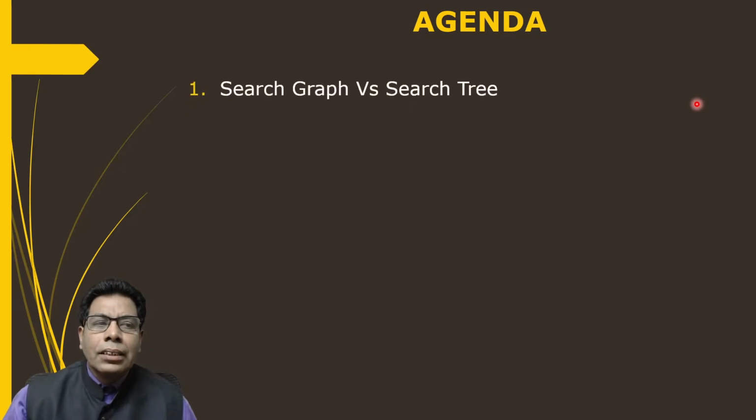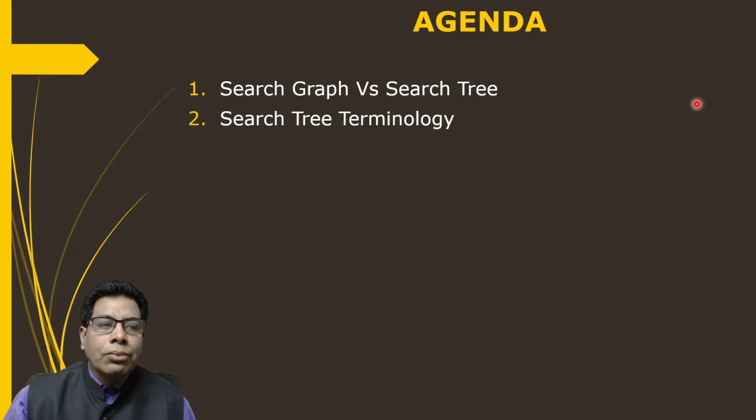First we'll discuss search graph versus search tree. This is required here for this particular algorithm because there will be a difference in the properties of search graph and search tree. Then next we are going to discuss the search tree terminology and search tree process. So again, this will be a review of whatever we have covered in the previous video.